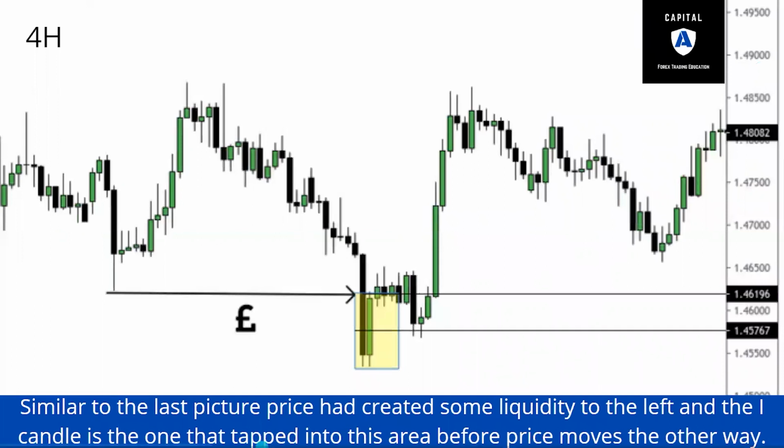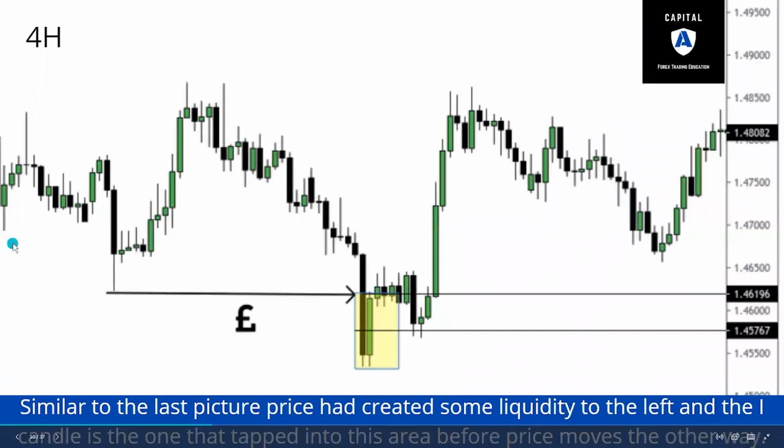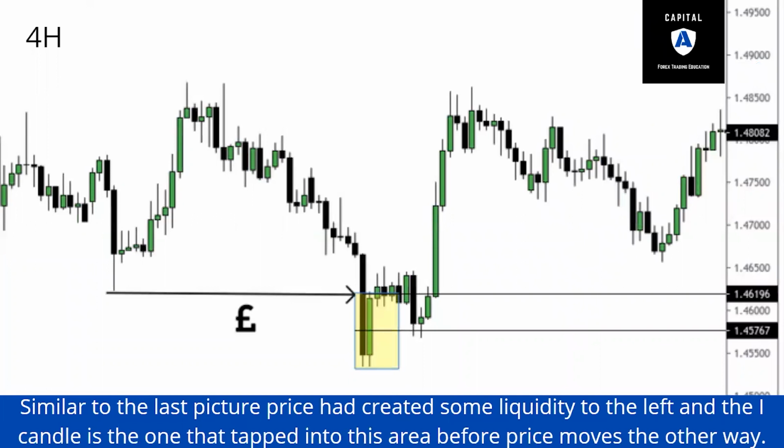So again, similar to the last picture now, price has created some liquidity to the left, and the eye candle is the one that taps into this area before price moves the other way. So again, lots of liquidity building up. Lots of traders are placing stop losses under this black line.